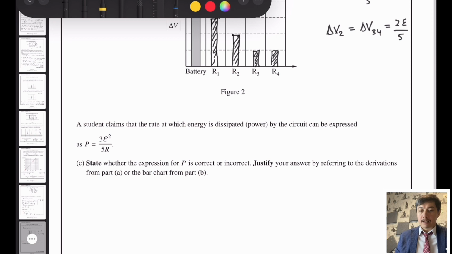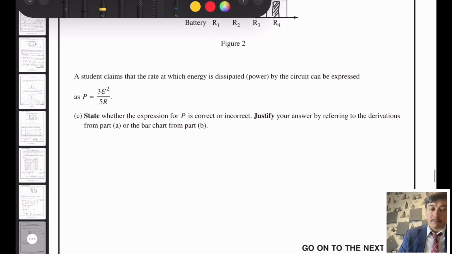A student claims that the rate at which energy is dissipated, power, by the circuit can be expressed as P is equal to 3 epsilon squared divided by 5R. Part C. State whether the expression for P is correct or incorrect. Justify your answer by referring to derivations from part A or the bar chart from part B.